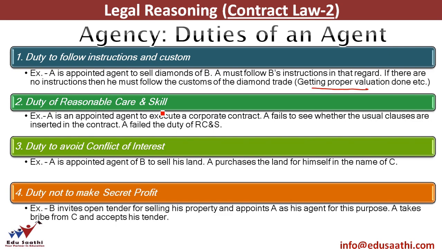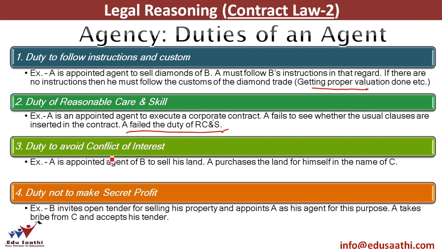Duty of reasonable care and skill. A is appointed agent to execute a corporate contract. A fails to see whether the usual clauses are inserted in the contract. So A had failed the duty of reasonable care and skill. Whenever you are appointed an agent, you have to take reasonable care and skill. You must be pertinent, and you must take the reasonable care as a reasonable man is required to do while entering into any kind of contract.